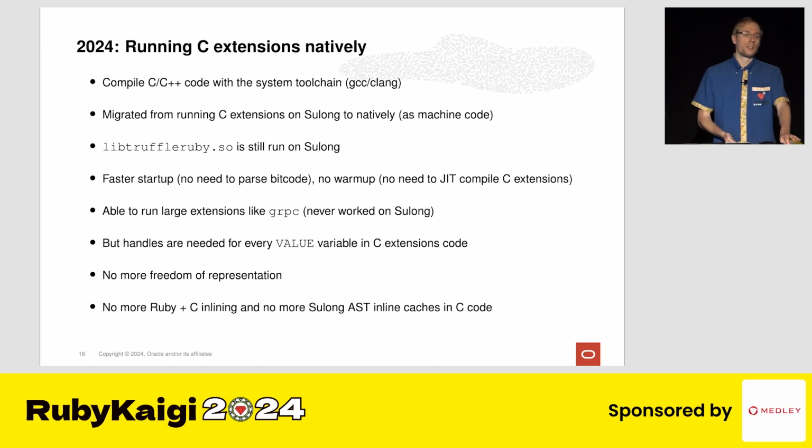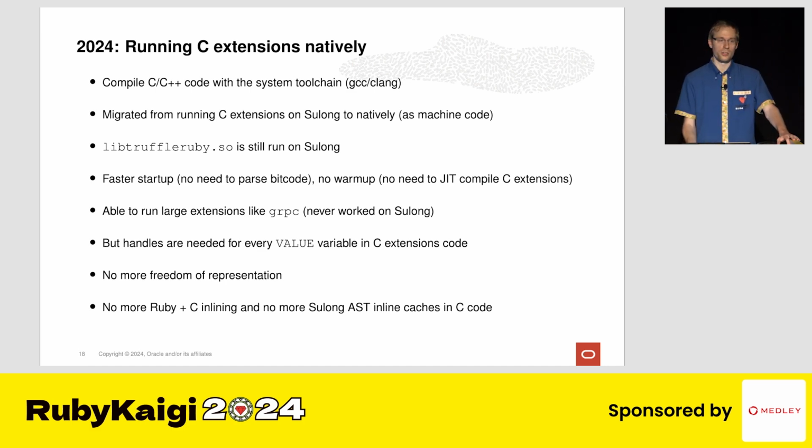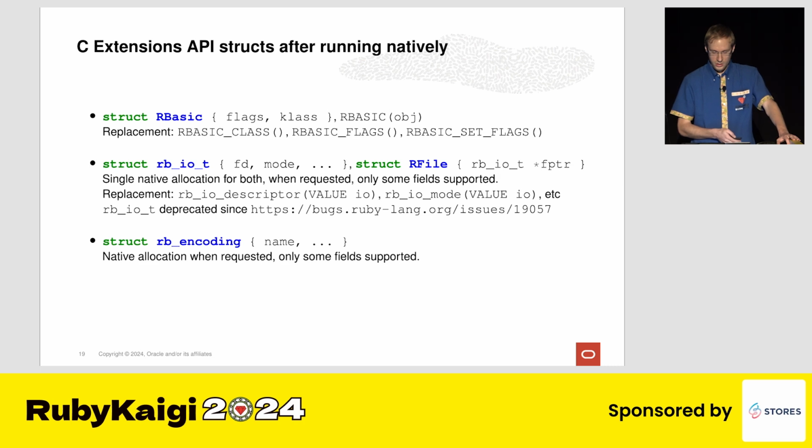The trade-off of this is we cannot do any magic anymore. We need handles every time there's a value variable. We cannot do this lazily. And we don't have freedom of representation. If it's typed as an integer in C code, it needs to be an integer because that's what the processor will expect. And of course, we cannot have inlining anymore, and we cannot have inline caches inside Sulong. So that's quite a few challenges.